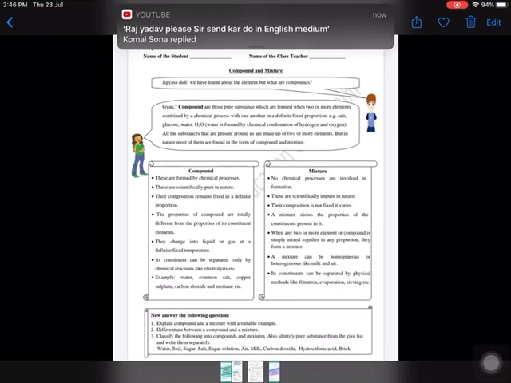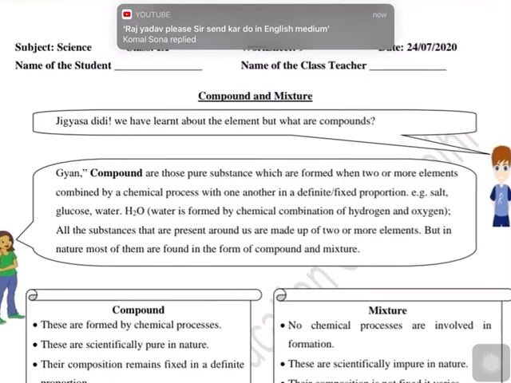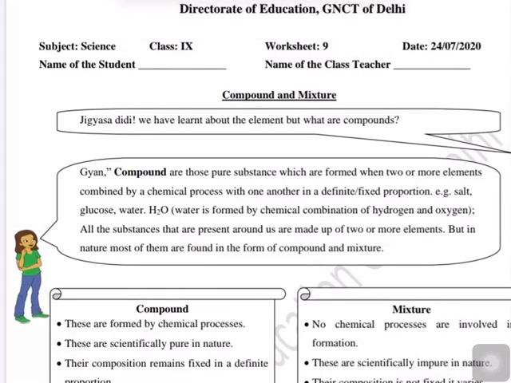So in this worksheet, what we have to do? This worksheet is based on compound and mixture. That means through this worksheet you will be able to understand what is a compound and what is a mixture. So firstly we have to learn the definition of compound and mixture.